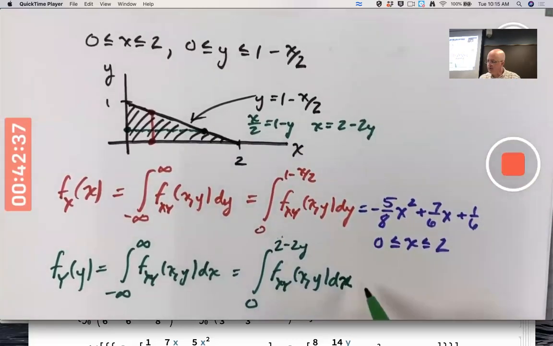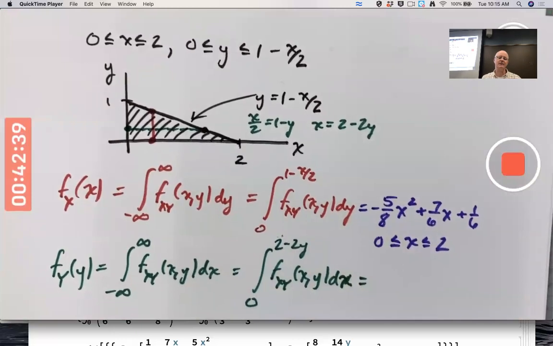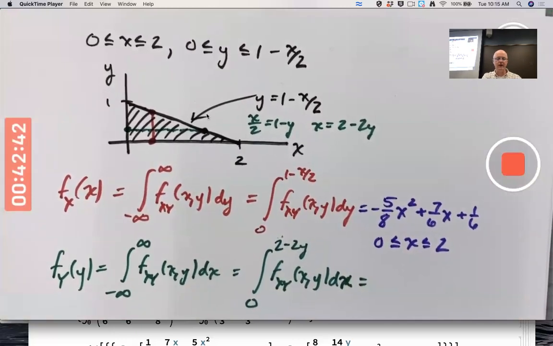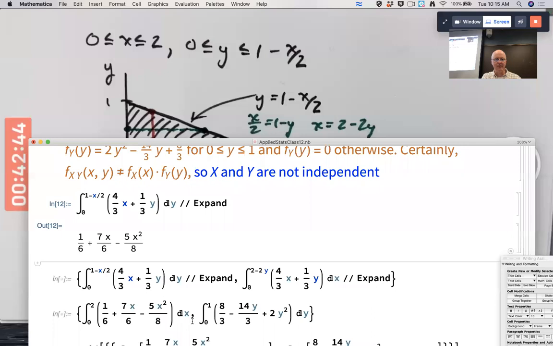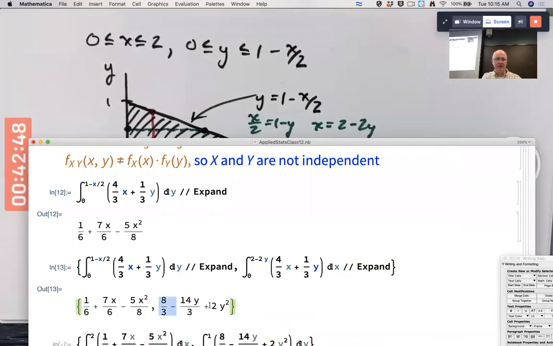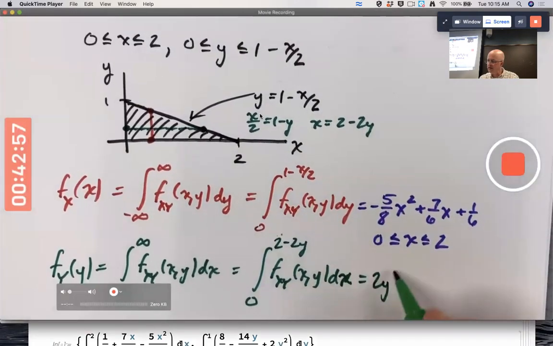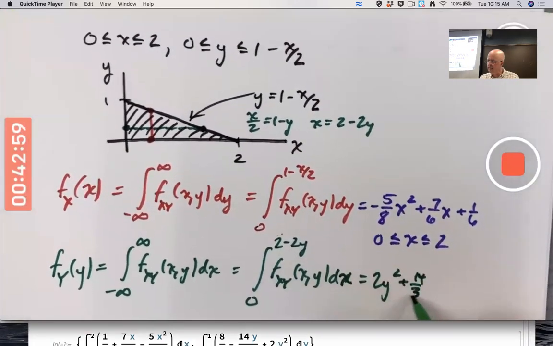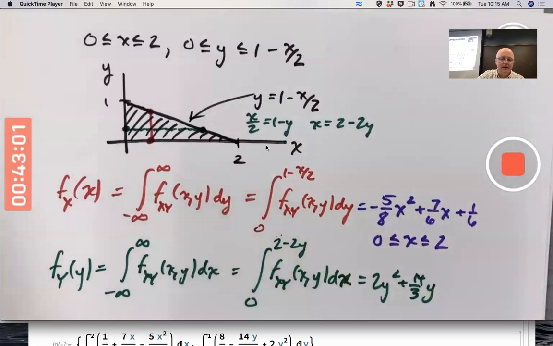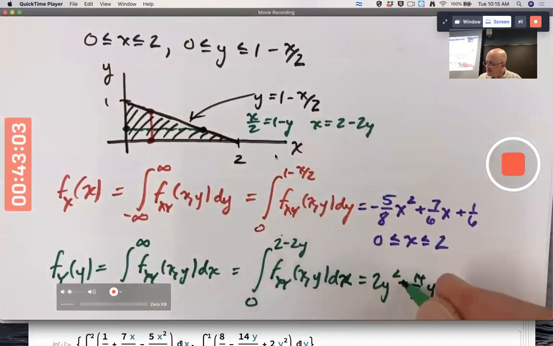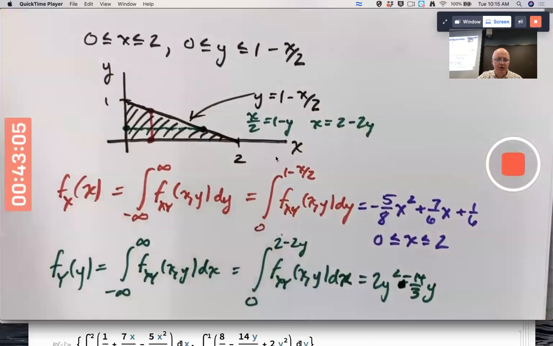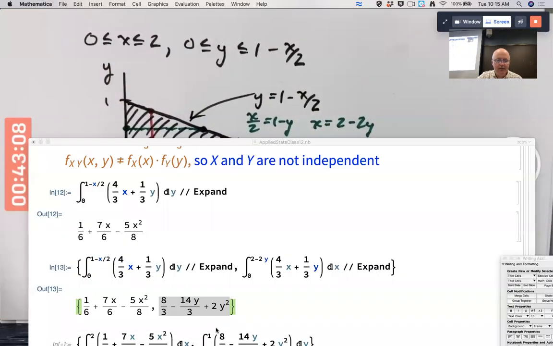Again, we'll have Mathematica do the details. What do you end up getting? I did them both here. You get this thing, 2y squared minus 14/3 y plus 8/3. 2y squared plus 14/3 y. Was it minus 8/3? Minus 14/3. Minus 14/3 plus 8/3. Yep, okay.